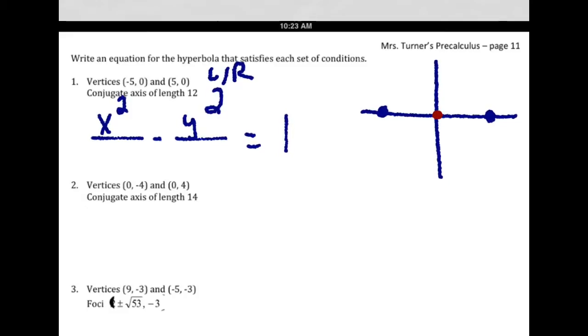Okay, well in the x direction, you can tell from the vertices that we're stretching left and right 5. So underneath the x is just going to be that 5 squared, or 25. So straightforward on that one.